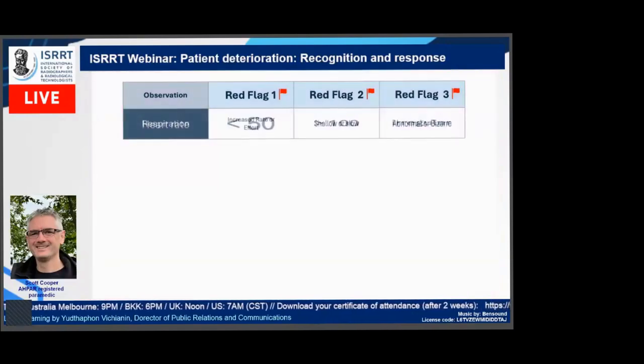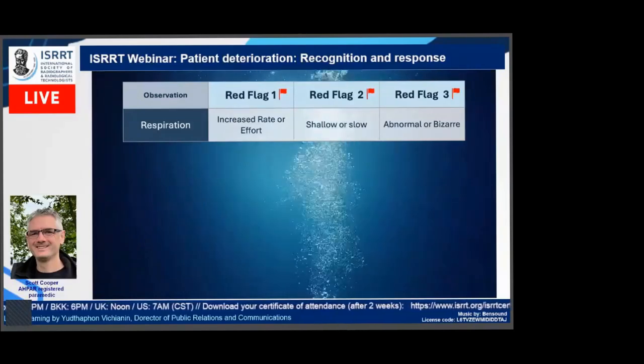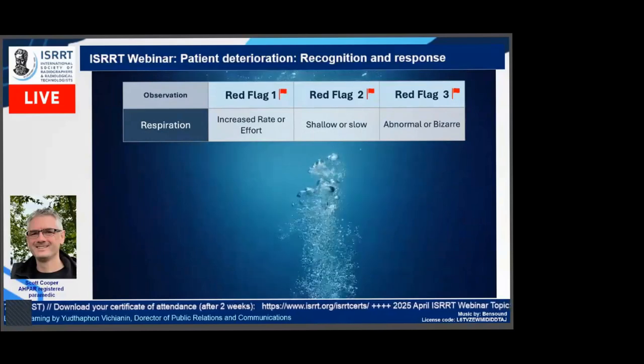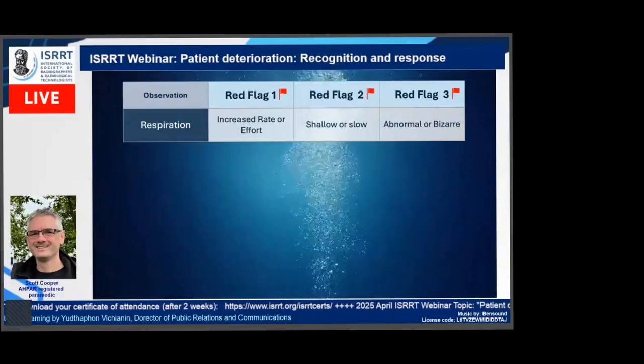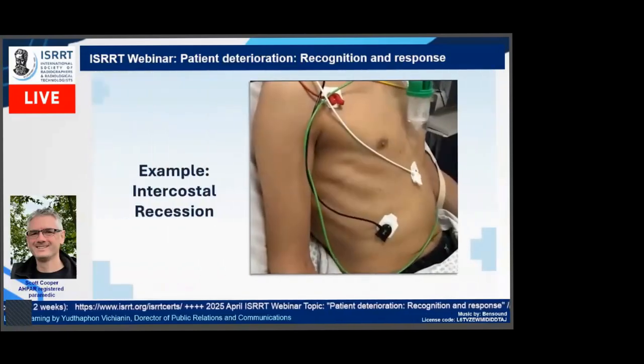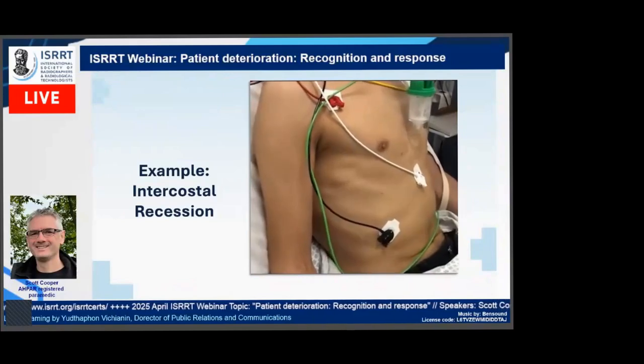Moving on now to respiration. If we see an increased rate or effort of respiration, that's obviously a red flag. Any shallow or slow respiration is a red flag, and any abnormal or bizarre respiration. We can also train MRPs very quickly to recognise the physical signs of respiratory distress. In this next video, I'm going to show you intercostal recession, which again is a sure sign of respiratory distress, that the patient's working very hard to breathe.